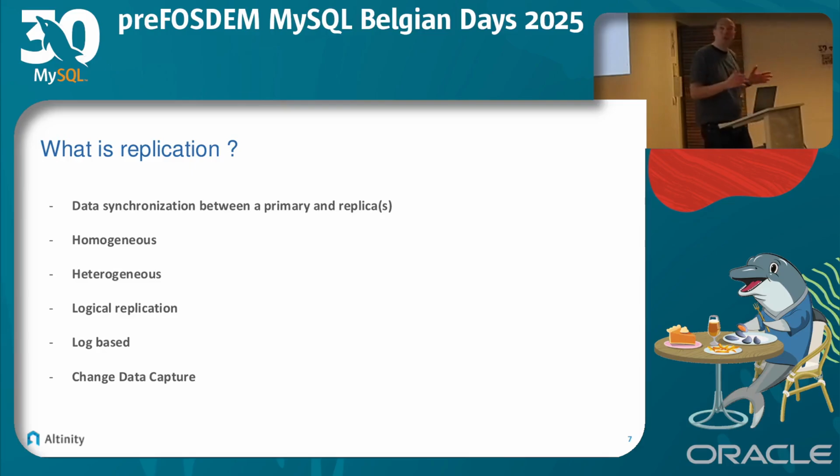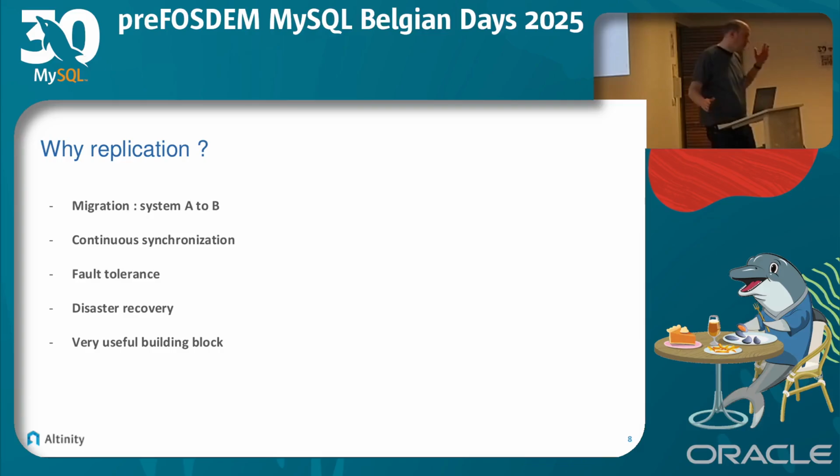Replication. Why would you want to do that? You replicate between a primary and replicas, for data synchronization. Obviously this can be between two same systems, homogeneous, or between two different systems, which is the case today with ClickHouse. It's called heterogeneous replication. It's more difficult because the systems don't speak the same language, so you translate things. But thankfully, we have logical replication in MySQL, so that is easier. It is log-based. Everybody knows the binary log that replicates the changes. And this is called CDC, a fashionable term these days.